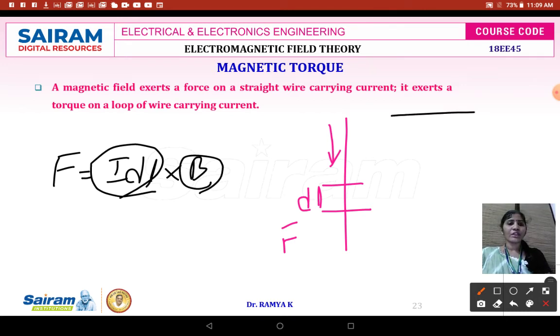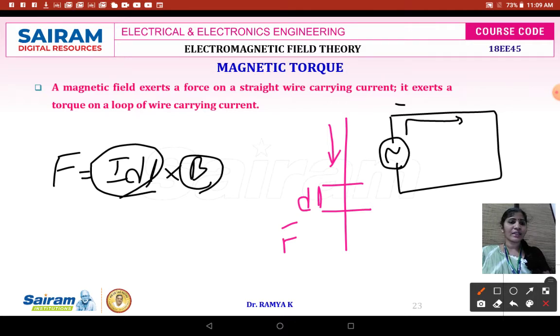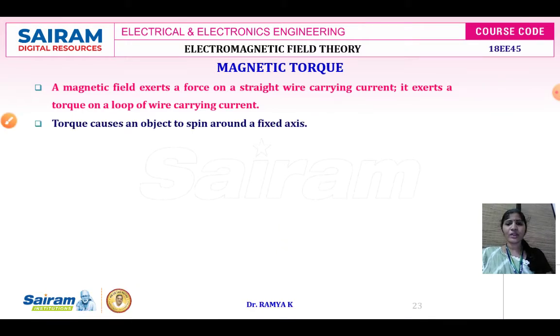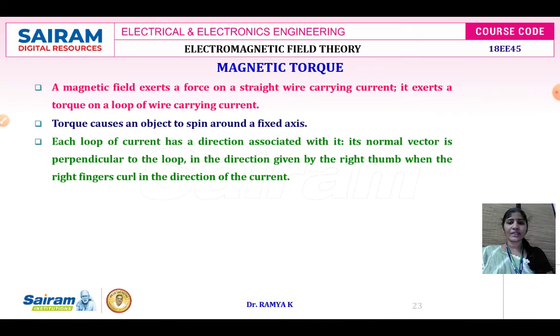If you consider a closed current carrying conductor, when you pass a current through the conductor, current is entering on one side and it is leaving on the other side. Therefore, it exerts a torque on the closed loop of your current carrying conductor. Now, torque can cause an object to spin around the field axis.